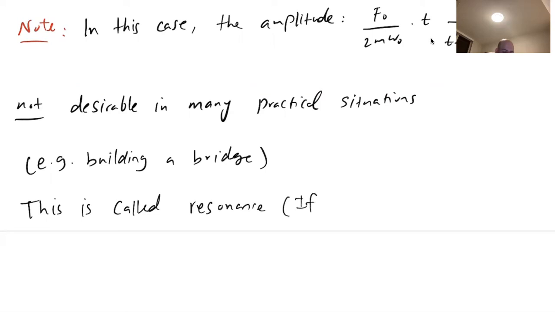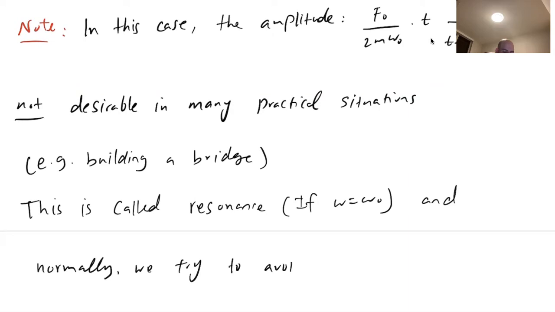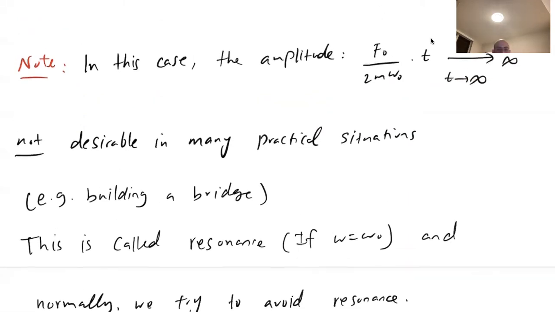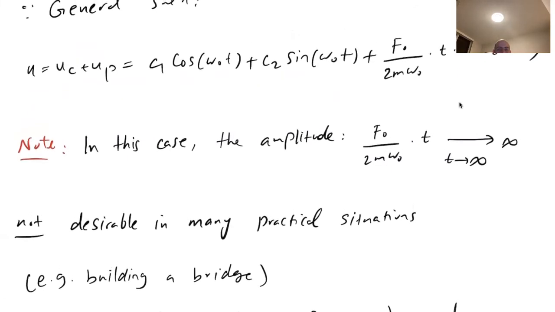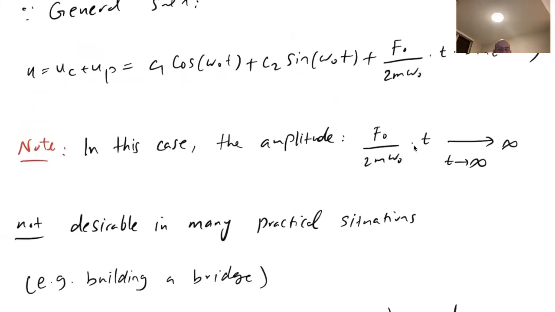If omega is equal to omega naught, that is resonance, and normally we try to avoid resonance. The reason I just explained is that we don't want the amplitude to get larger and larger as time passes.